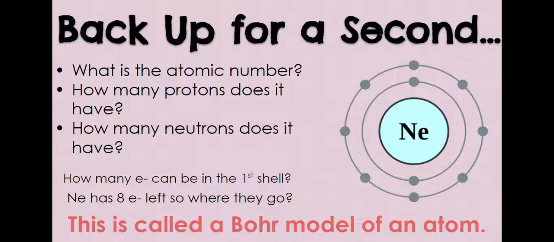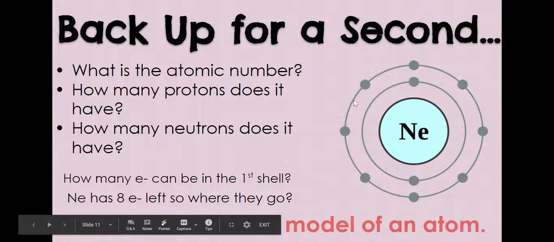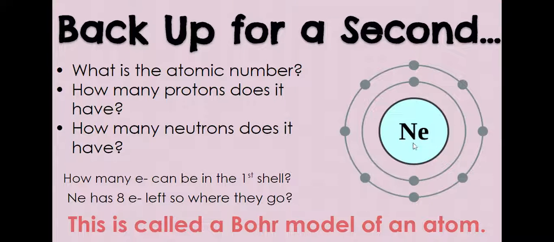So just a quick backup. Let's review really quickly. What is the atomic number for this atom that we see here? This number or this letter in the center tells me what element I'm looking at. What is the atomic number for this element? Perfect. Neon. Neon has an atomic number of 10.